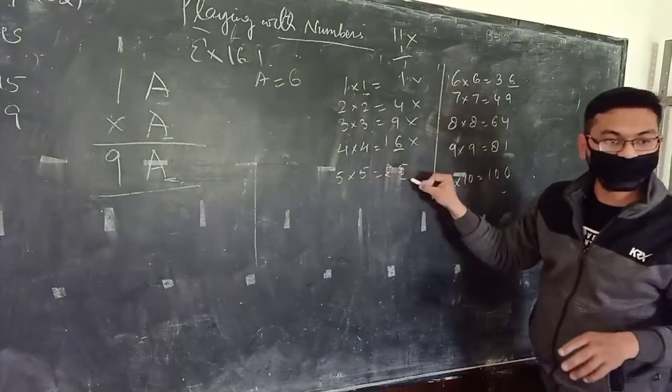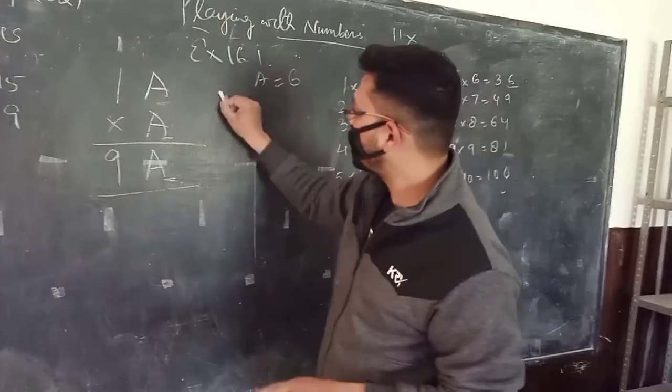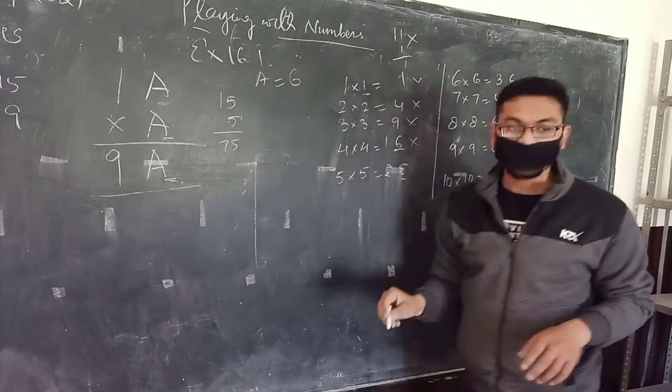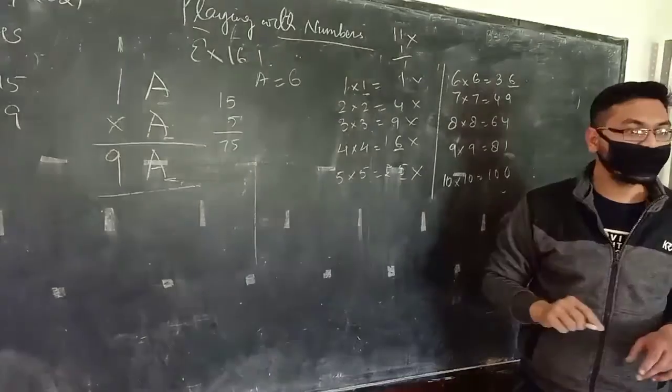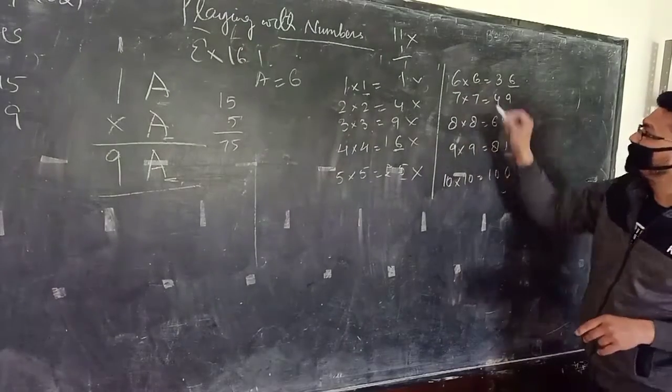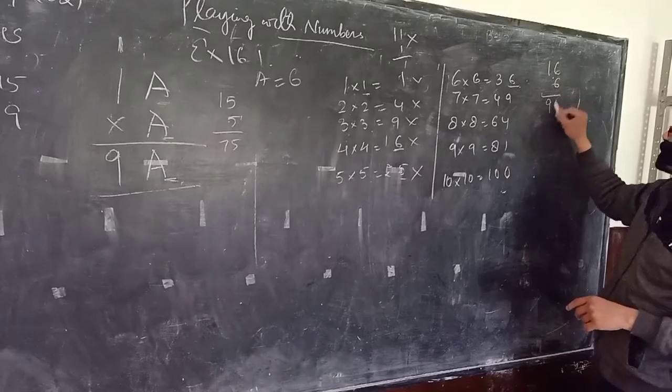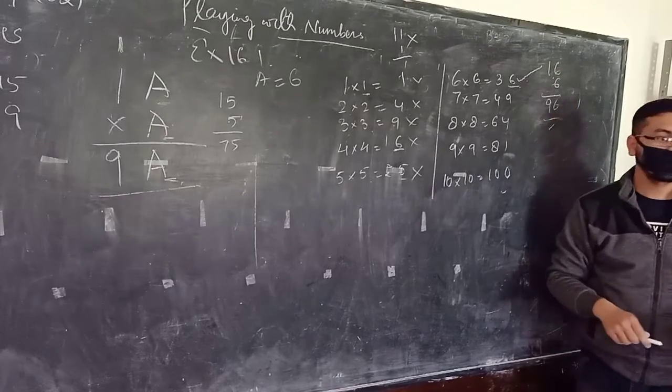Now 5 5 and 5, right? Now it can be 15 into 5, but 15 5s are 75. So this also cannot be the answer, right? Now 6 6s are 36. Okay, now 16 into 6, 16 6s are 96. Okay, now this is my answer. Any doubt?